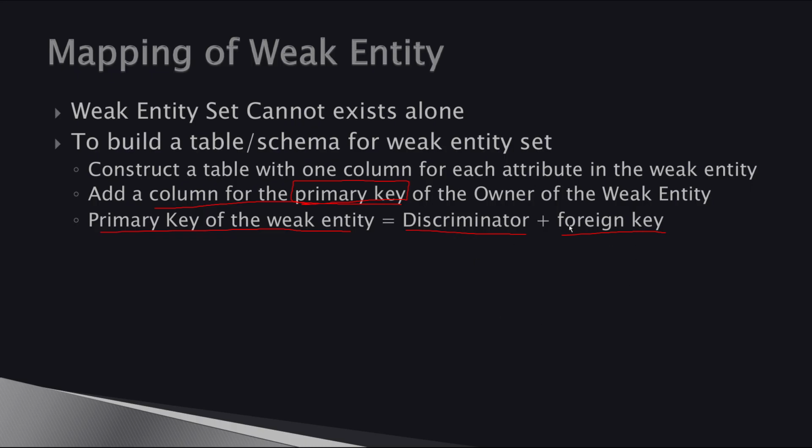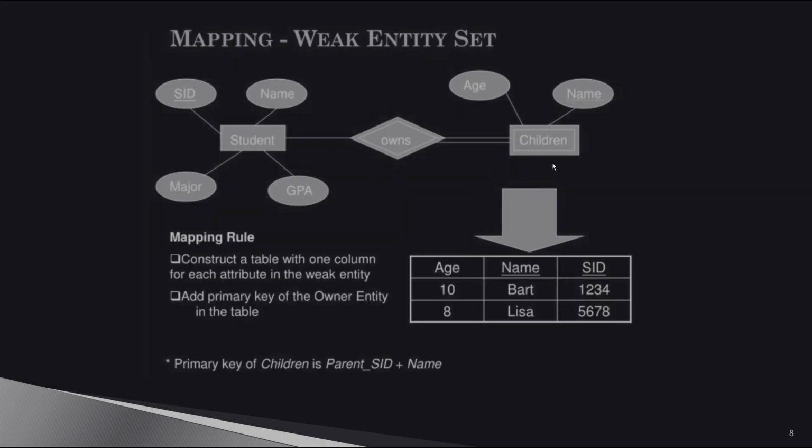Given all of the weak entities associated with a specific strong entity, this is going to be an attribute or group of attributes that uniquely identifies them among the entities associated with that specific strong entity. Okay, that was a bit of a mouthful, so let's look at an example.